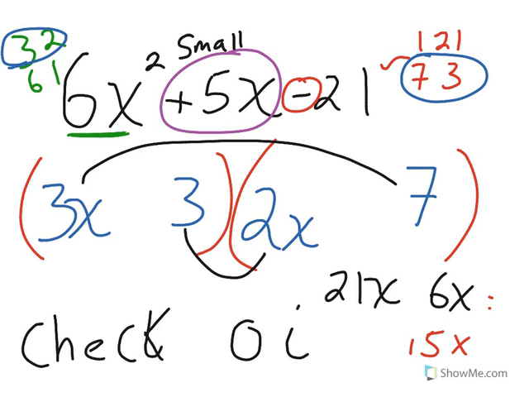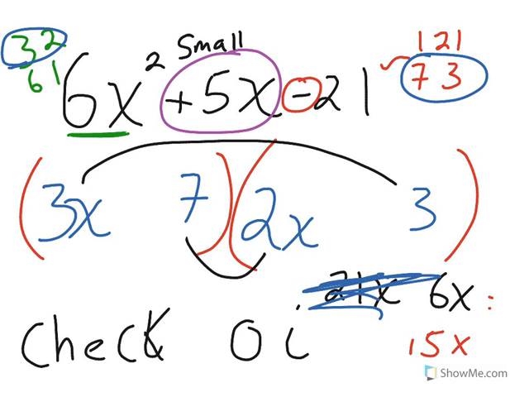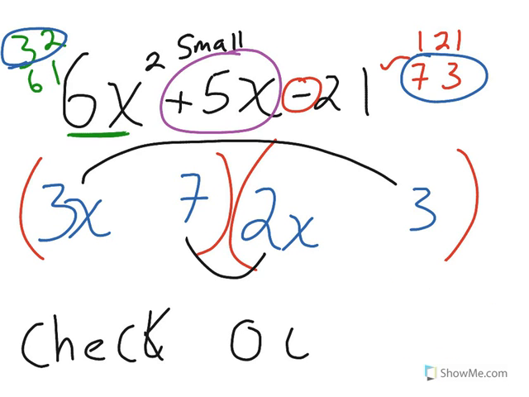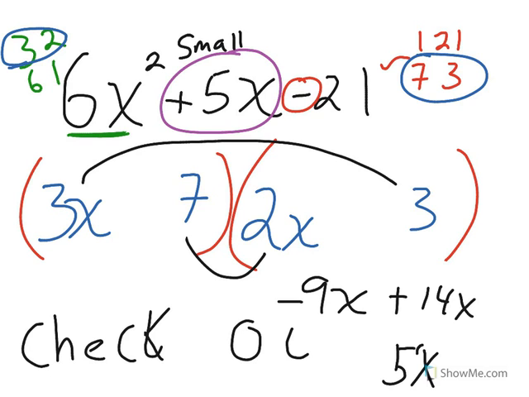So, I'm going to now switch the 3 and 7 and say, is that going to work? So I'll put the 3 here, 7 there. And now I'm going to do the exact same thing I just did. And I'm going to say, does this give me my correct answer? So, that gives me 9x, 3 times 3, and this is going to give me 14x. Can I subtract those in any way to get a positive 5x? Well, yes, if it's negative 9 plus 14.